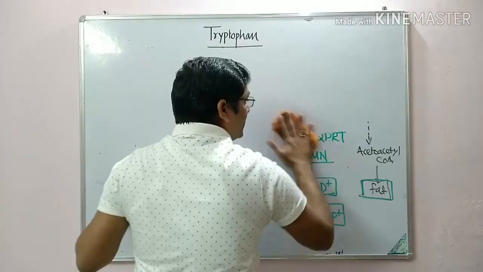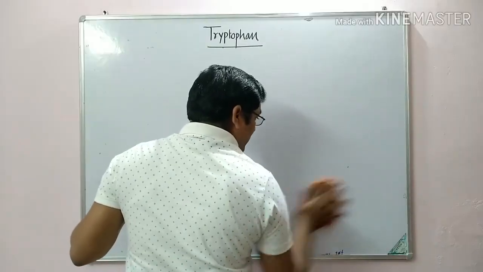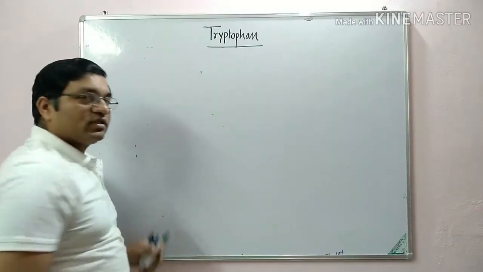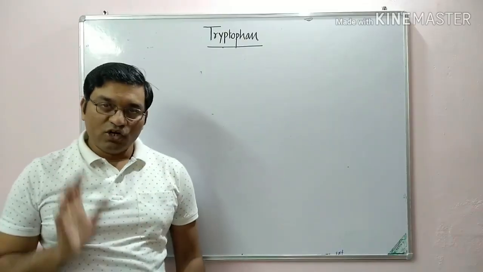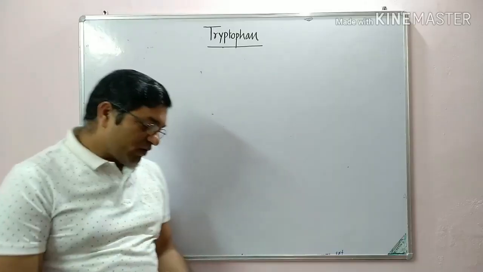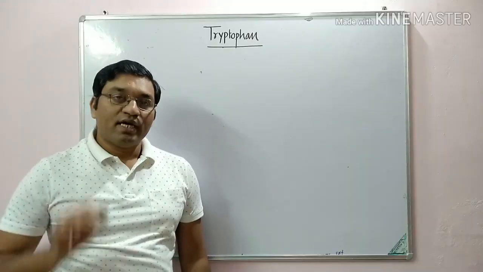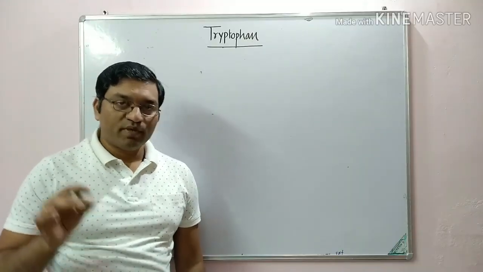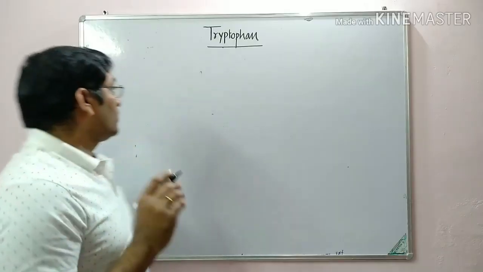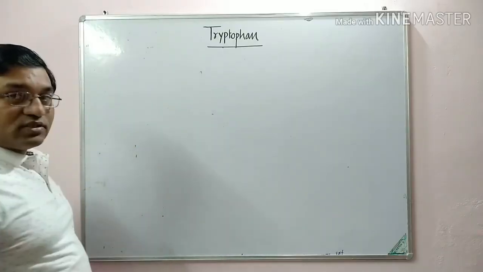In the serotonin pathway, we can compare it with the synthesis of epinephrine and norepinephrine. It is the simple one, and the reactions are exactly similar. Only one difference is there. Okay. Now what happens in this reaction?